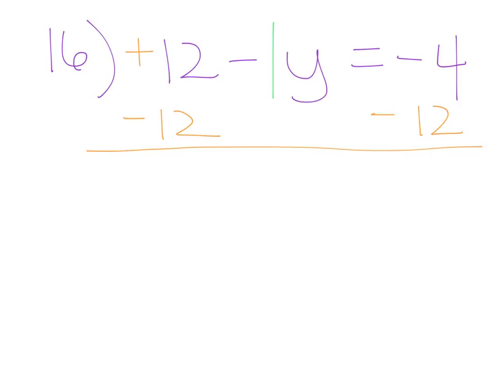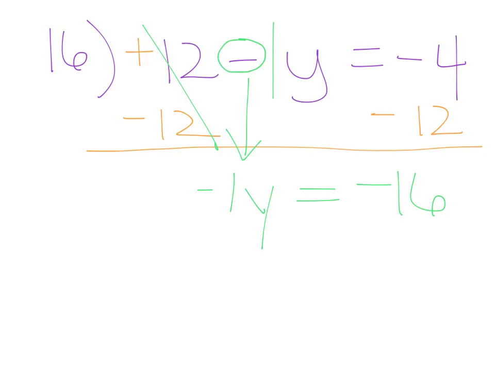On the left side, 12 and negative 12 cancel out, and I get negative 1y equals negative 16. Because I haven't used this negative yet, so I actually brought it down. That's pretty important. Okay, divide both sides by negative 1, and you get y is positive 16.